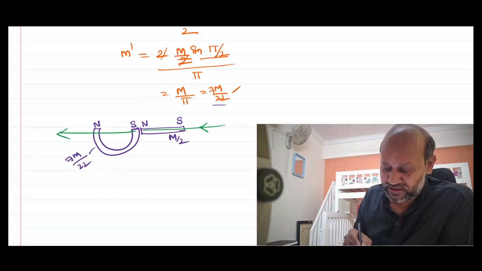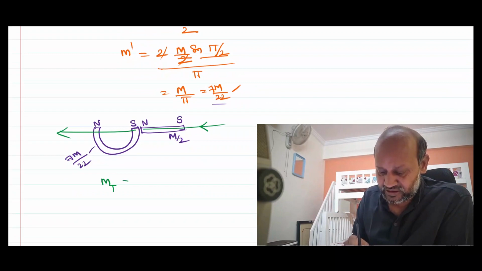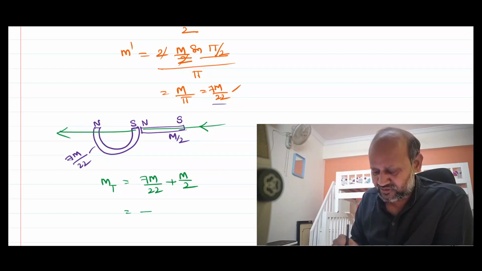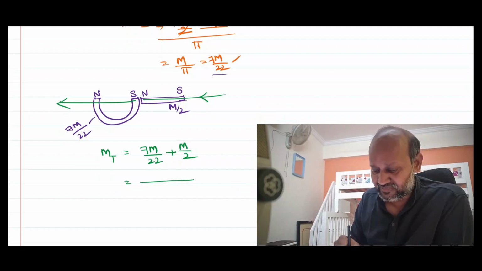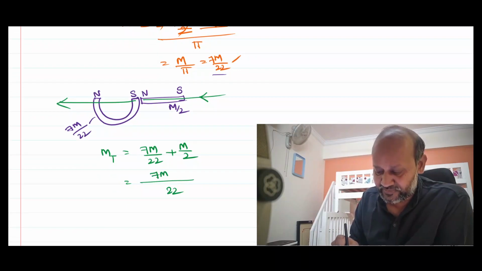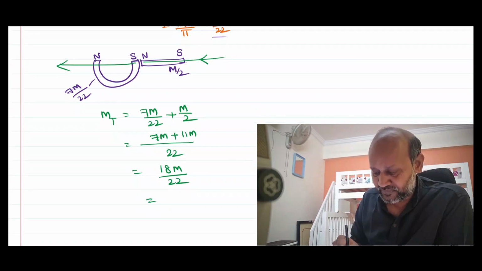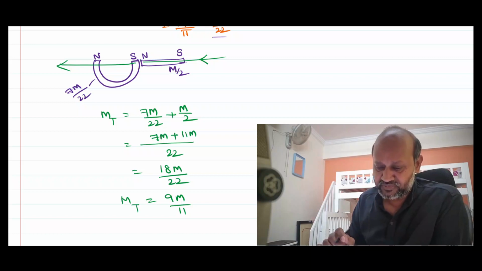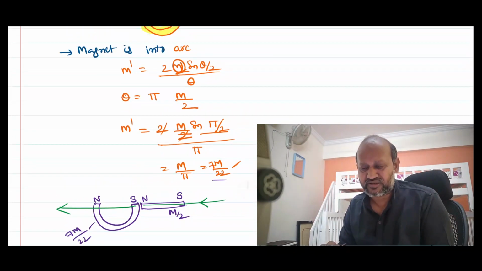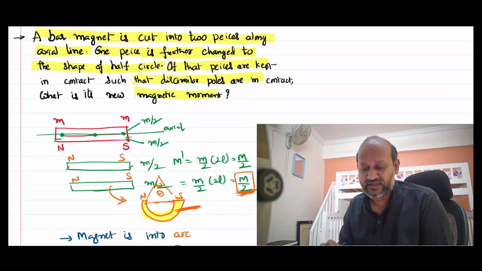So what's the resultant magnetic moment? M total: I have to just add both of them because these two are vectors with a zero angle between them, 7m by 22 plus m by 2. So that could be the answer. I can leave it there, or I can simplify. 22 is the LCM: 7m, and this will be 11m. So that will be 11 plus 7, 18m by 22, or I can write that as 9m by 11. That's how I can solve the problem, but it's basically all about the resultant magnetic moment and its direction.